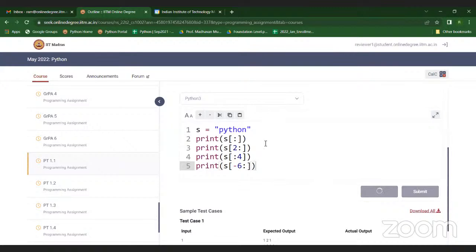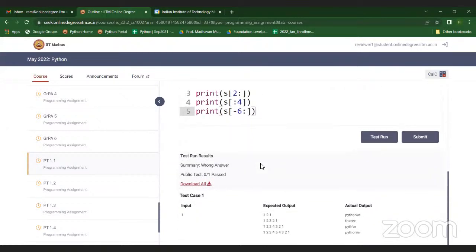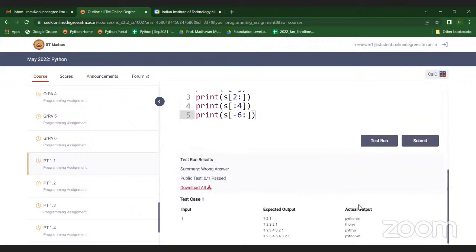Your suggestion is that if I take the range, then I will leave the last index. Yes, it will take it automatically. Okay. Clear? What's happening here?